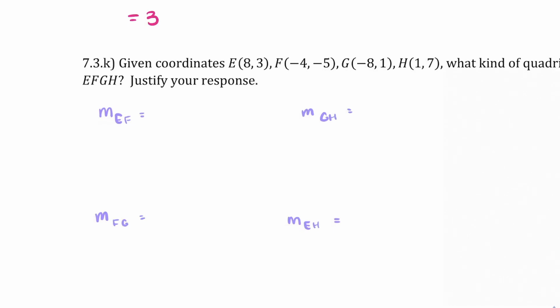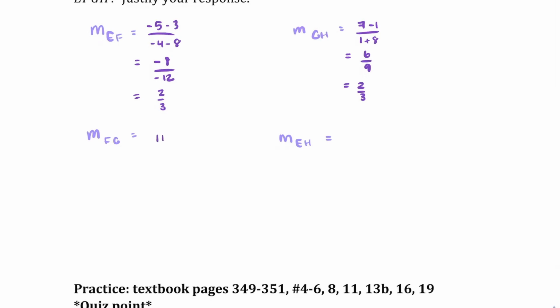Hopefully you paused, and hopefully you found all the slopes. If you did, you should have found the following. You get negative 8 over negative 12, but both of those reduce, and then the negatives cancel, you just get 2/3. And over here, you get 7 minus 1 over 1 plus 8, which gives you 6 over 9. Another 2/3! And here, we get 1 plus 5 and negative 8 plus 4, which reduces to 6 over negative 4, which is just negative 3 over 2.